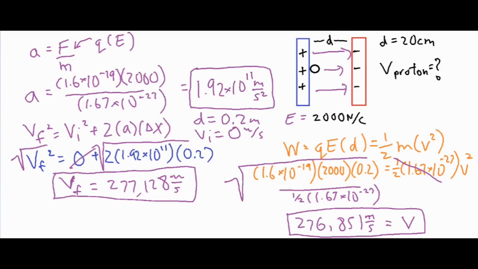Either way, both methods are basically different approaches to finding the same thing. So depending on what you're more comfortable with or what works more intuitively for you, you can find the velocity both of those ways. So I hope that was helpful to you in solving for the velocity of a charged particle between some charged plates.